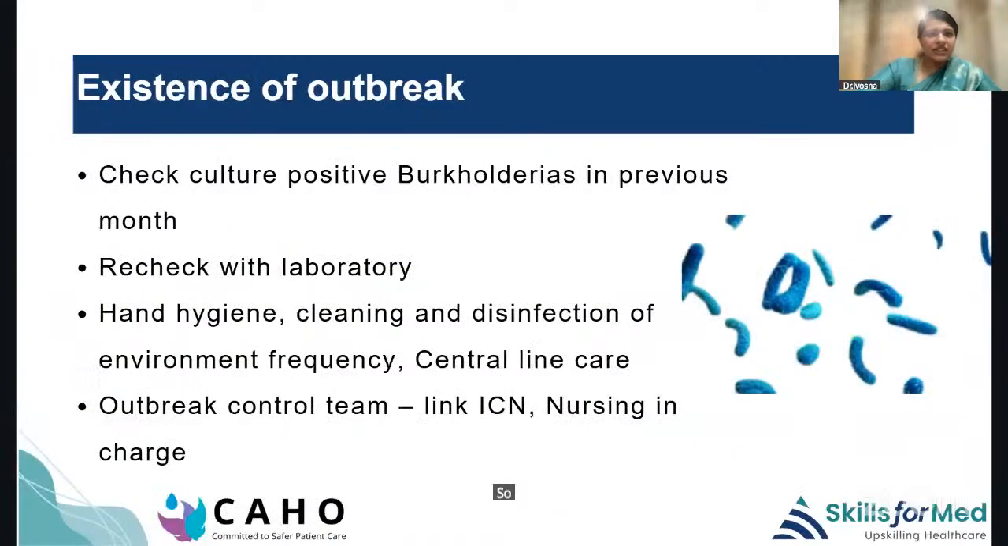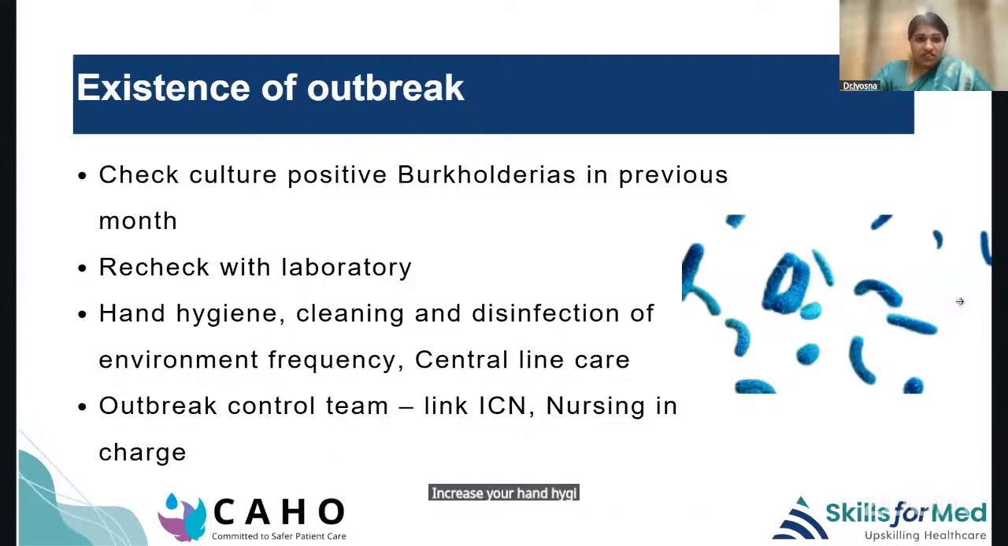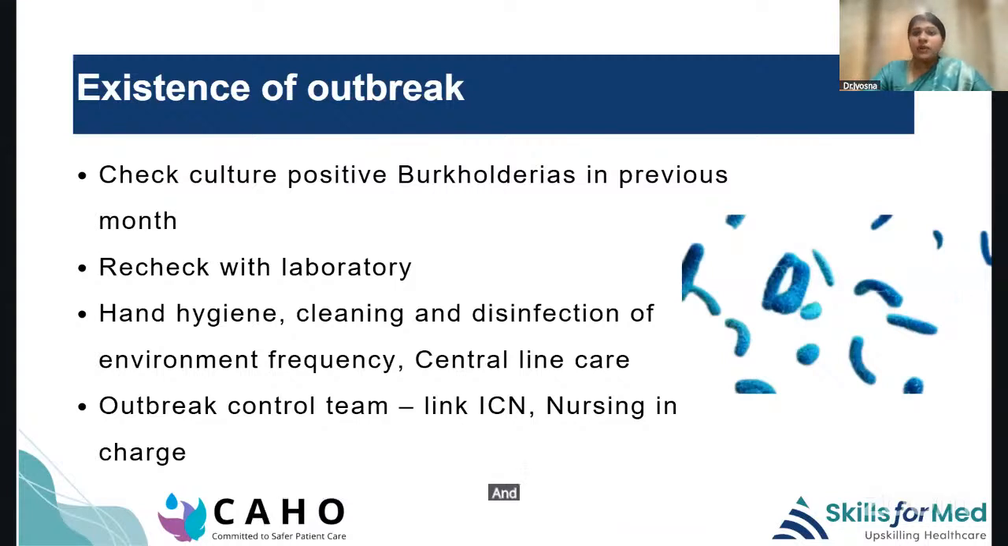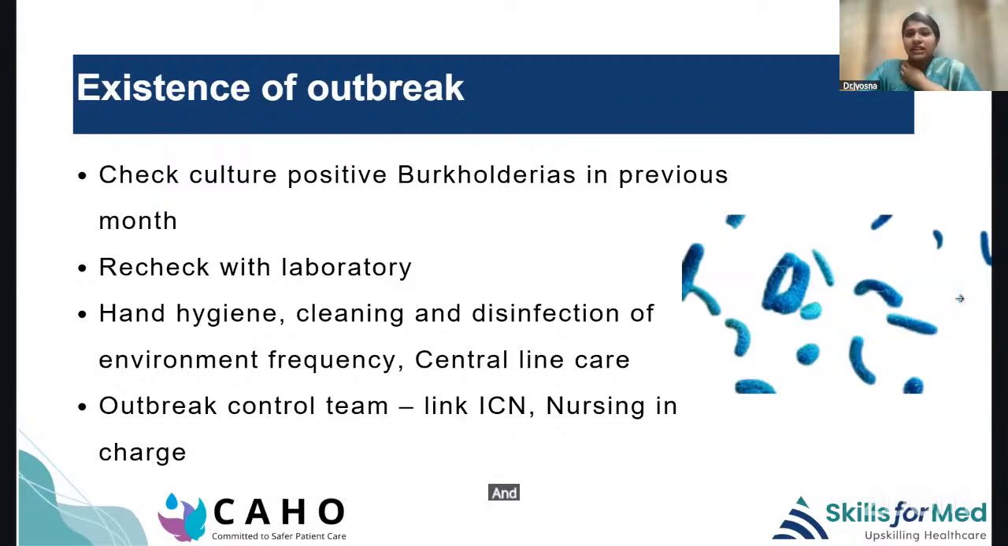So these are the various things that you will do. Check culture positive Burkholderia in the previous months. Recheck with the laboratory to avoid pseudo outbreaks. Increase your hand hygiene efficacy, cleaning and disinfection protocol. Improve your central line care because these have been bloodstream infections, and set up an outbreak control team. Form a link ICN, involve the nursing in charge, and form your outbreak control team immediately.